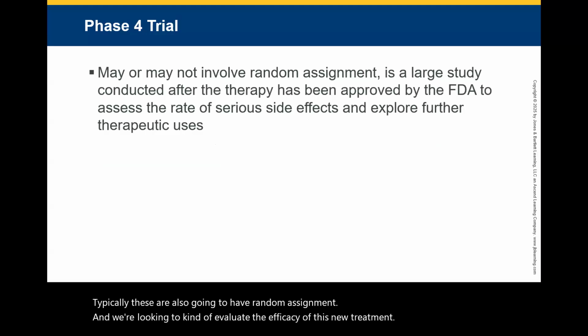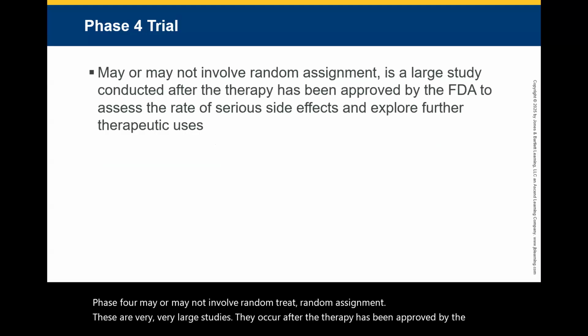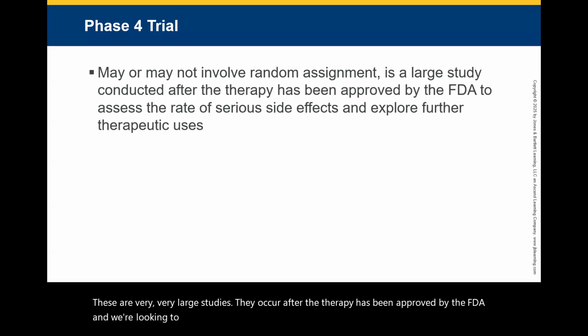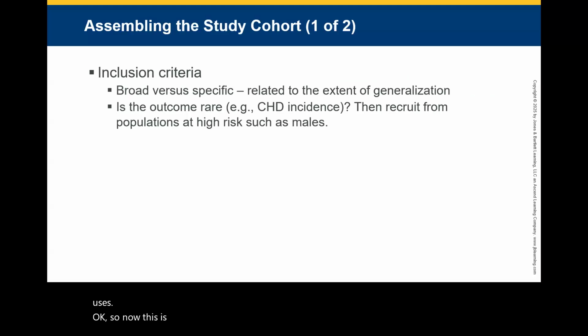Phase 4 may or may not involve random assignment. These are very, very large studies. They occur after the therapy has been approved by the FDA, and we're looking to assess the rate of serious side effects and to explore further therapeutic uses. Okay, so now this is going through these other steps.